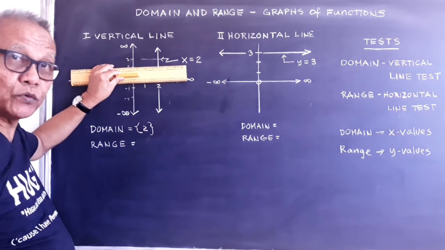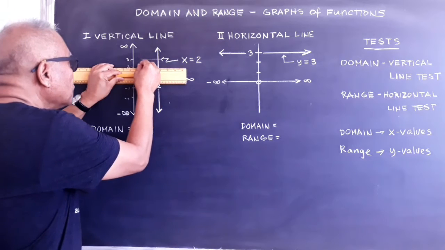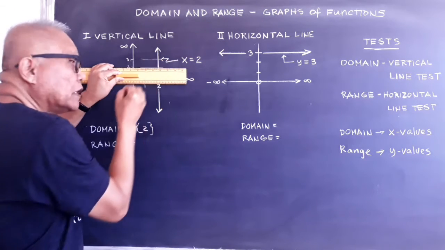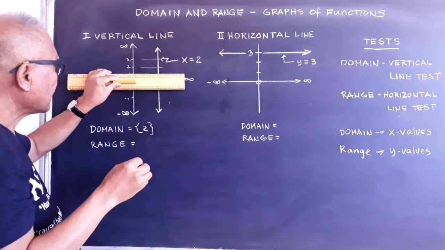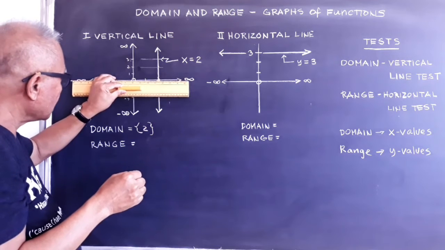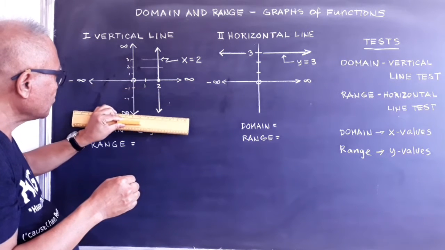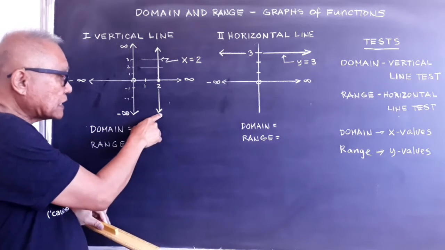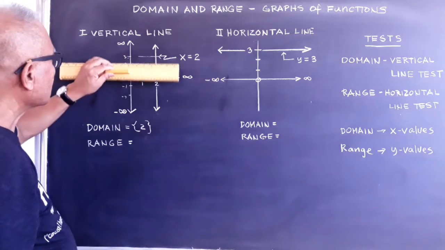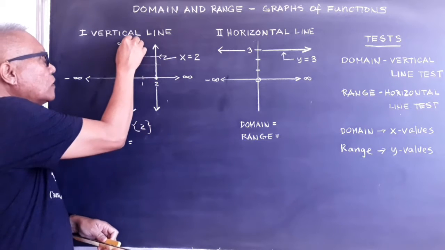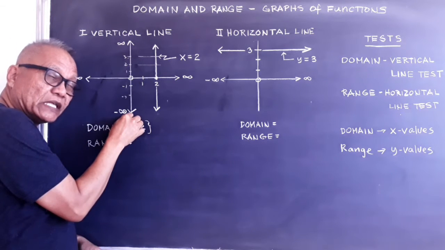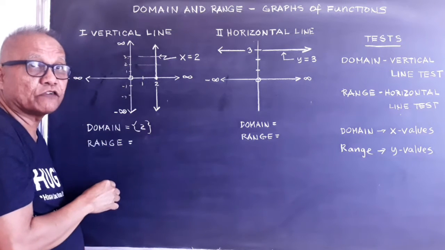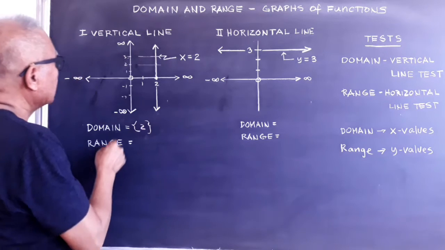Is 2 included also? Yes, because if we draw, we will have an intersection here. 2 is included, negative 1 is included, and 0 is included, negative 1, negative 2, up to negative infinity, because this line does not end here. So all of this will be the range of our vertical line.